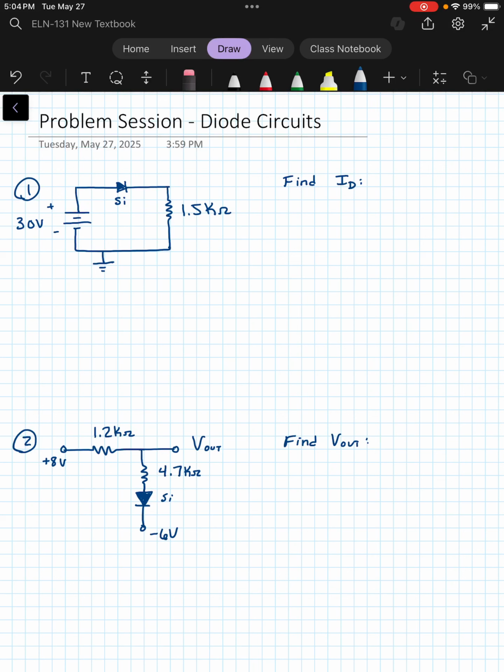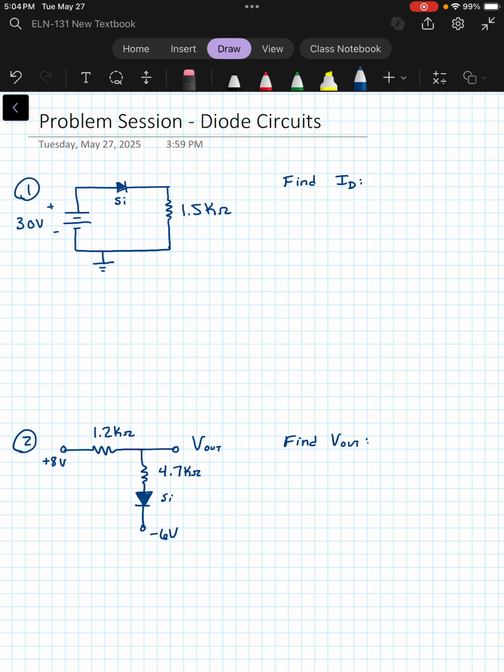Let's work some problems involving diodes. Now, I've indicated for problem number 1 that we have a silicon diode in series with our 30 volt source and a 1.5 kilo ohm resistor. We want to find the current through the diode.